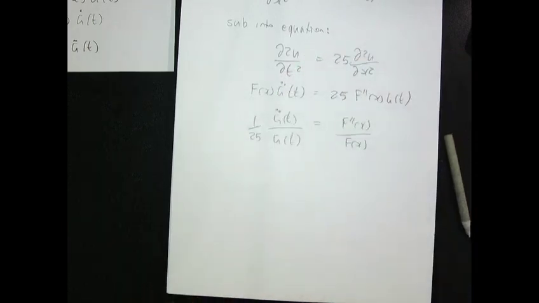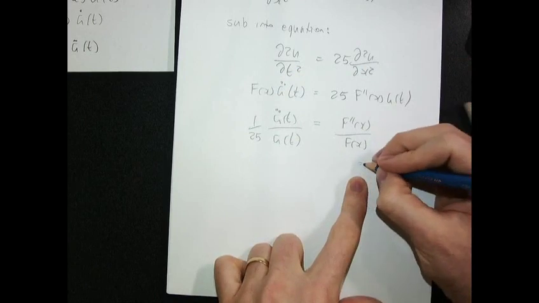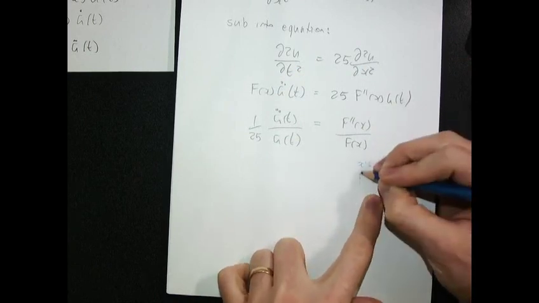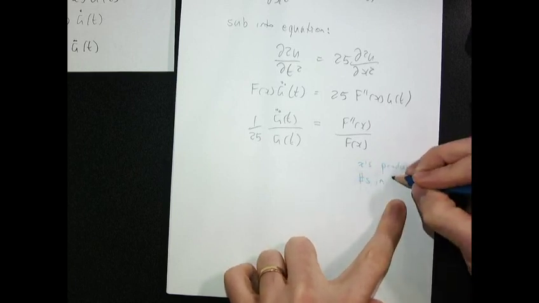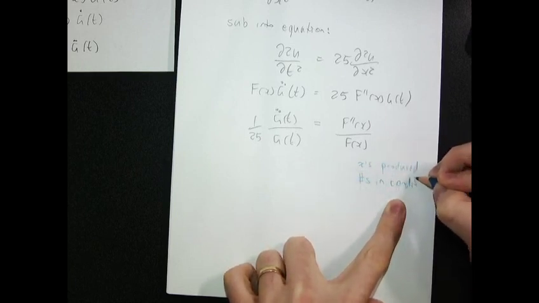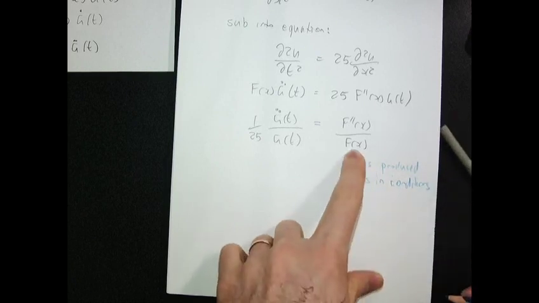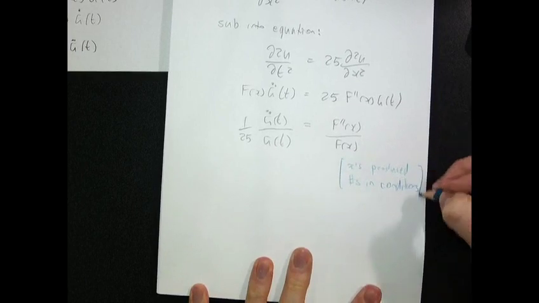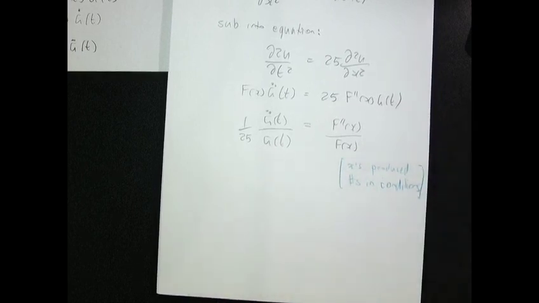Okay, and I've chosen, just to remind you, x's produce numbers in the conditions. And so I put them by themselves. Okay, so that's the first decision you have to make.